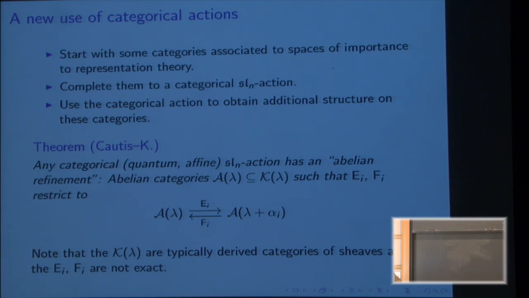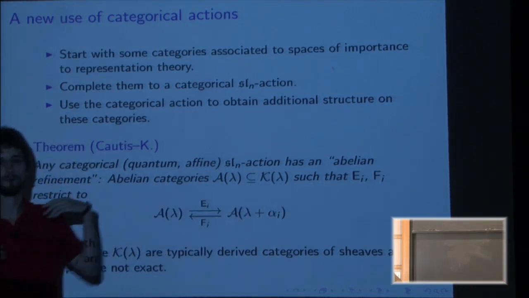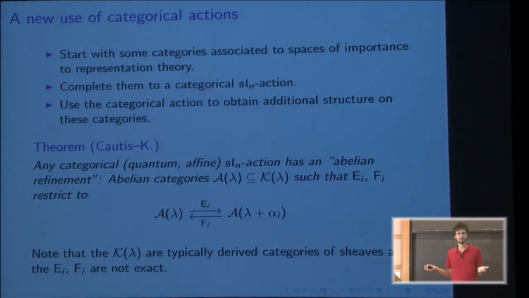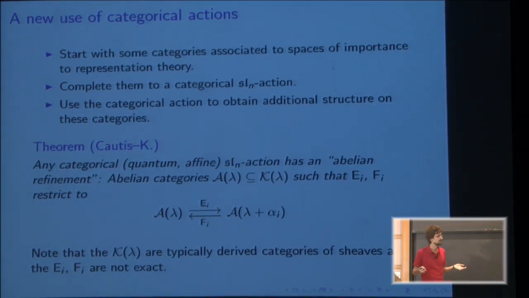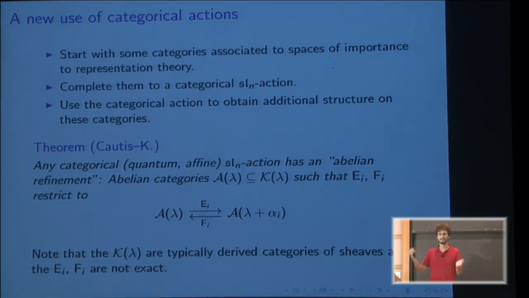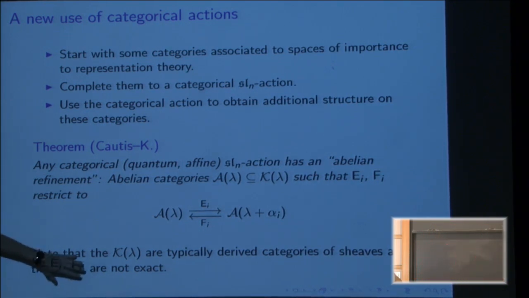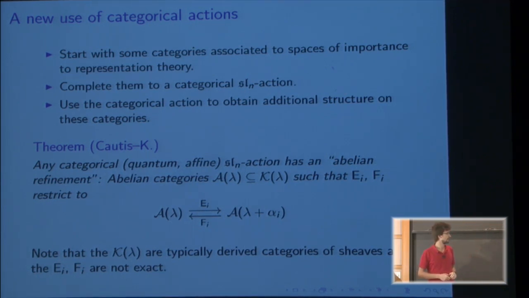One thing I should point out is that these K_lambdas are often quite complicated things. So usually they are derived categories of sheaves. In particular, they're not abelian categories. But if you want to do something with categories, often it's very nice to have abelian categories because they behave the best of all of them. And similar to this, E_i's and F_i's are not exact with respect to the usual t-structure, for the experts here.